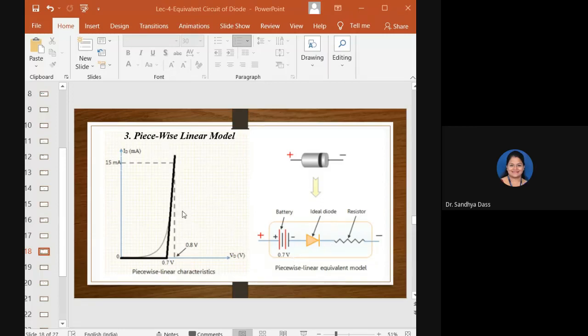Now observe here. We can see from the graph that the diode current changes from 0 to 15 milliamps for the voltage change from 0.7 to 0.8. Are you able to note that? So the average value of the resistance, can anyone tell me here? How do you measure the resistance here now?